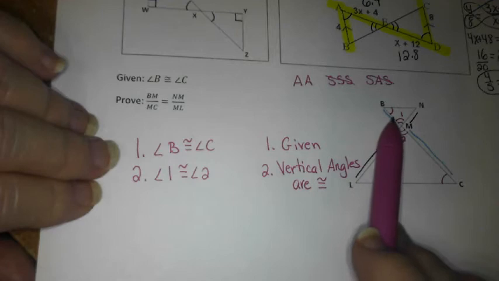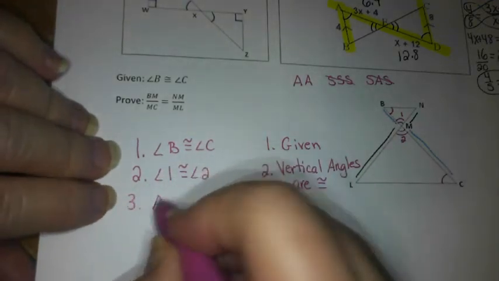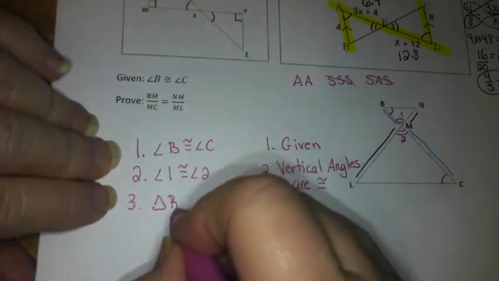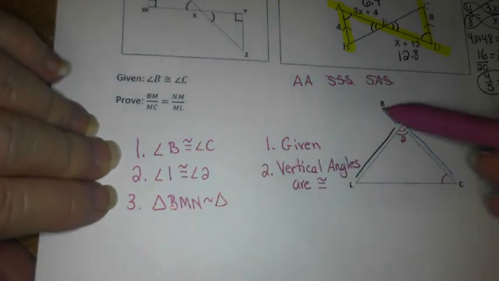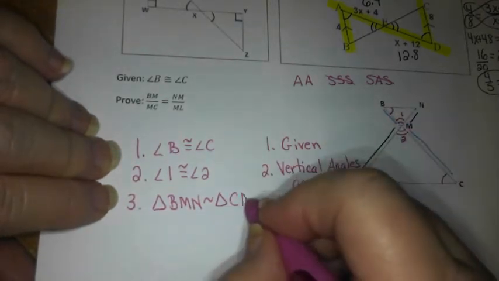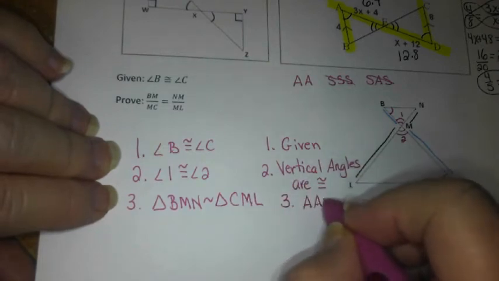And now if I have 2 pairs of congruent angles, I think I can say that the triangles are similar. So let's be careful matching up our letters. If I say triangle BMN, I went from B to M to N. I've got to match up what goes with B. That'd be C. And then ML. They are similar because of the AA similarity postulate.